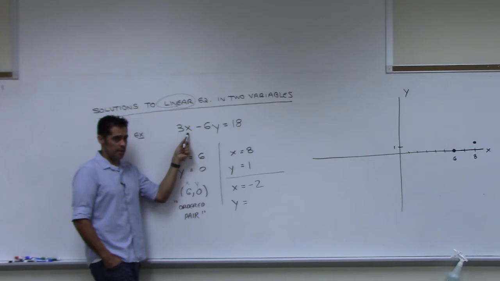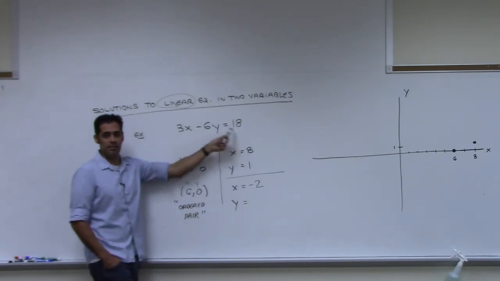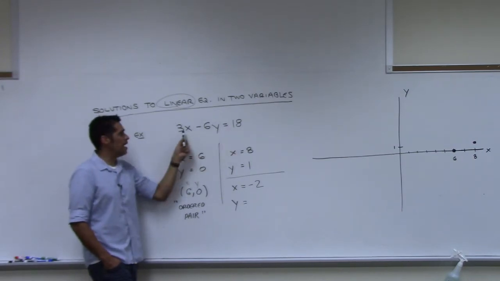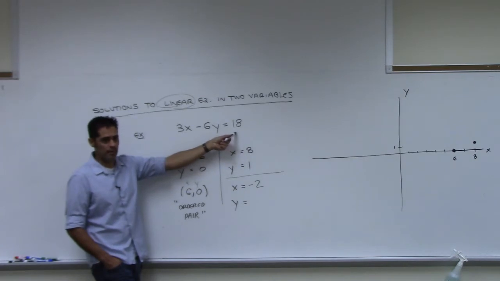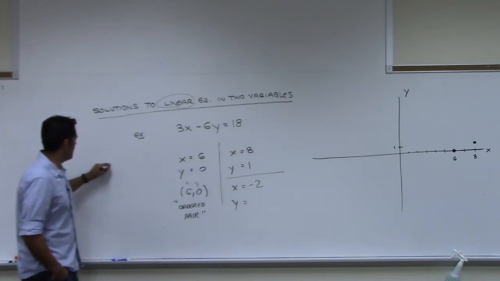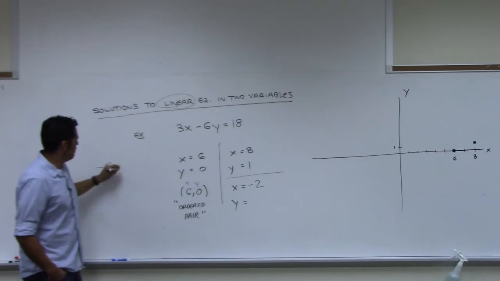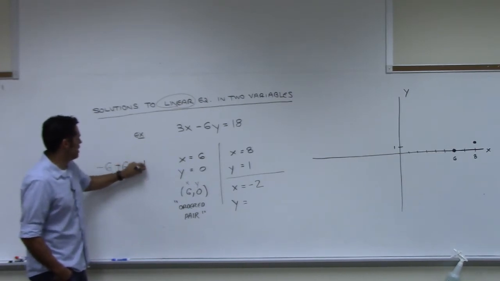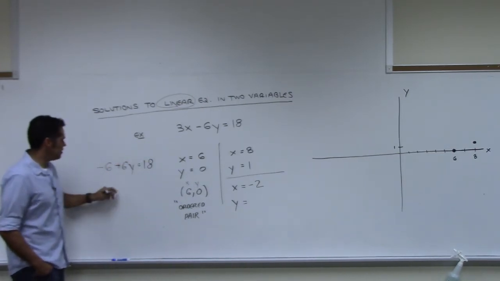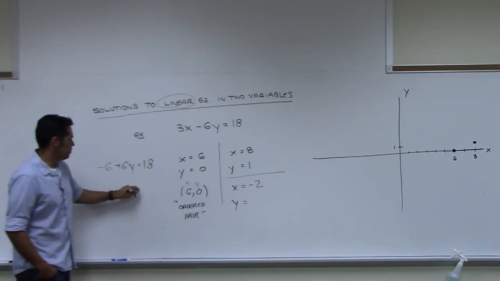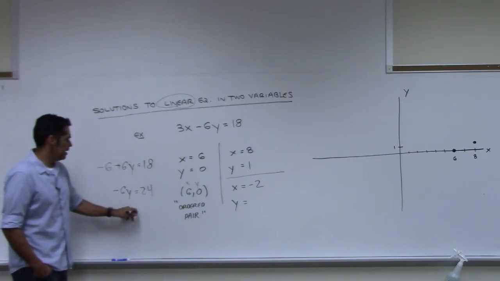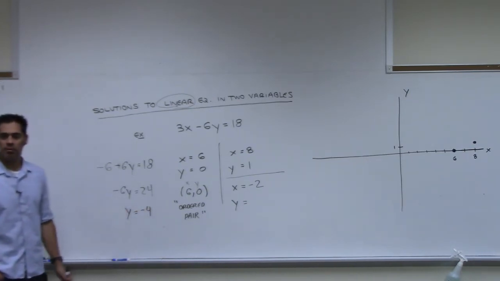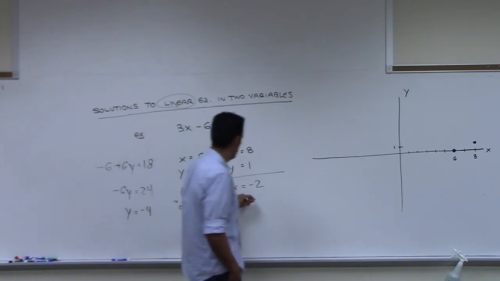Negative 6, right? If I have negative 6 here, I can add it to both sides. What happens if I add 6 to both sides? This becomes 24. So I'm doing negative 6 minus 6y equals 18. I'm adding 6 to both sides, so negative 6y equals 24. And then dividing by what? Negative 6. And I get negative 4. So y is negative 4.